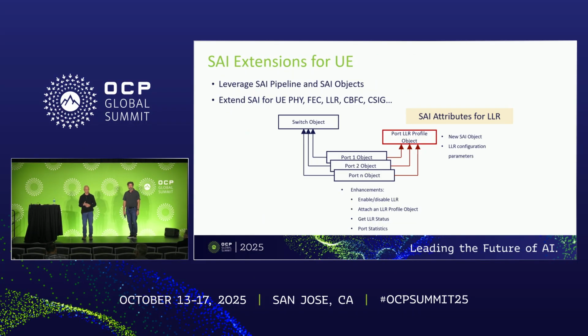And this shows you exactly what the extensions are. It's extended for the PHY, the CSIG, which is congestion management. So the second line shows you all the kind of extensions that are being added by the Ultra Ethernet Consortium and how they will get added into the port model of SAI.